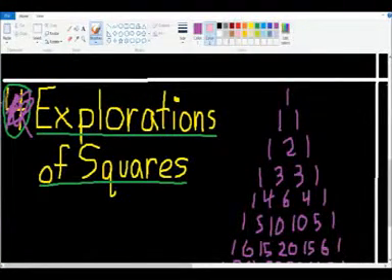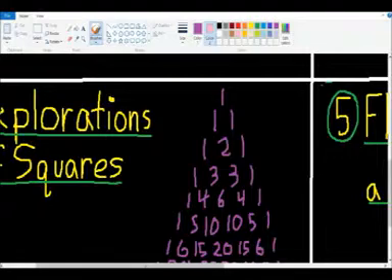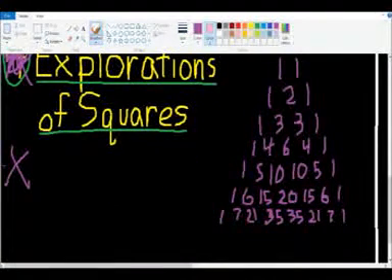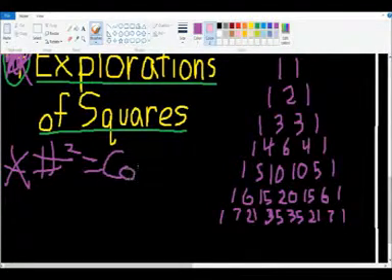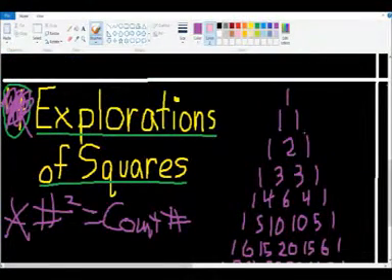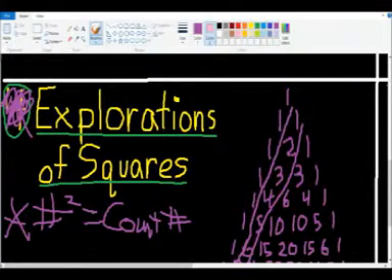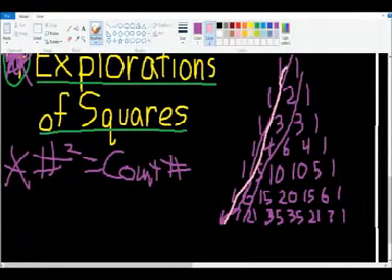explorations of squares. Now, of course, exploration of squares means we're going to be looking at some squares. So, big rule, always keep it: the number squared has to equal a counting number. So that means we are only looking at this group right here. And it's a lot easier if we look at it from the left.